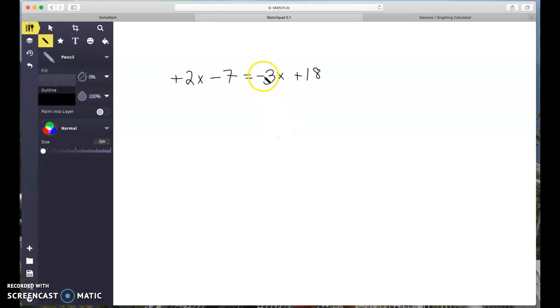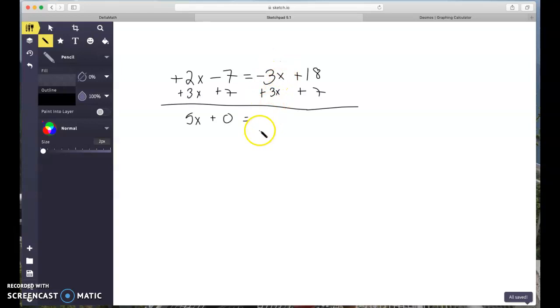First thing we want to do, I'm going to add this 3x to get it over onto this side of my equal sign. And I'm going to add 7 to both sides to get that away from my left-hand side as well. So 2x plus 3x gives me 5x. Negative 7 plus 7 is 0. Negative 3x plus 3x is 0x.